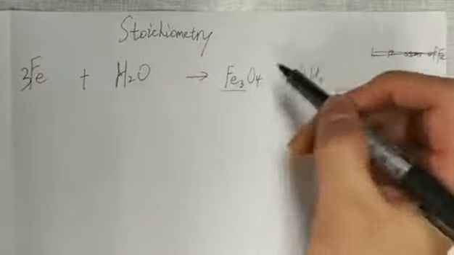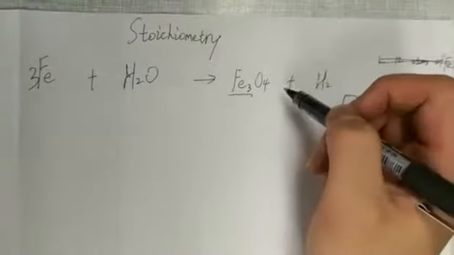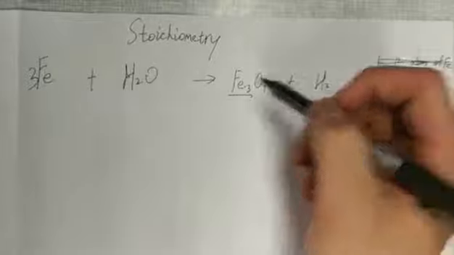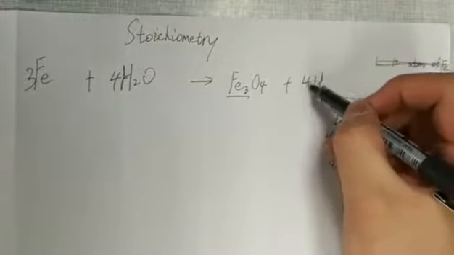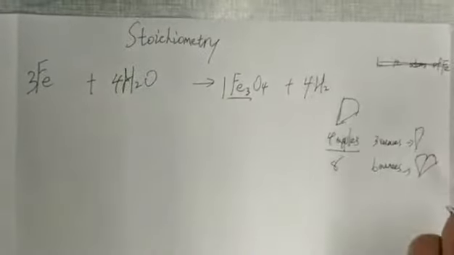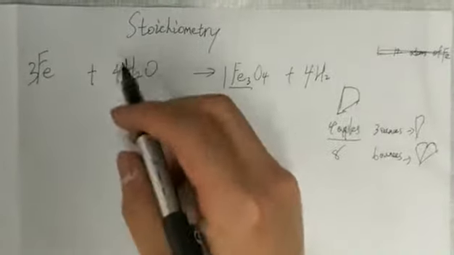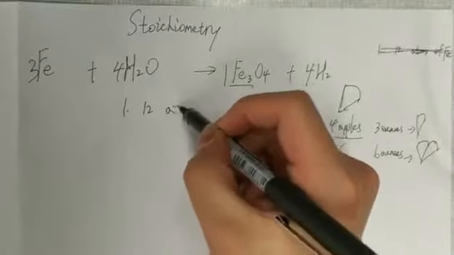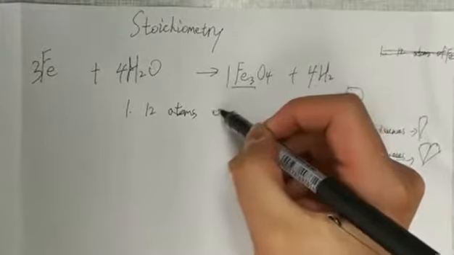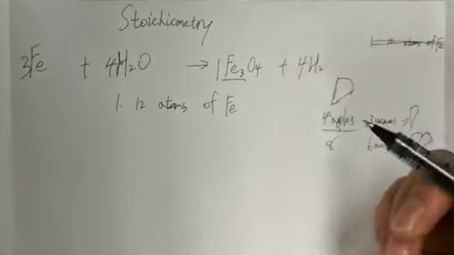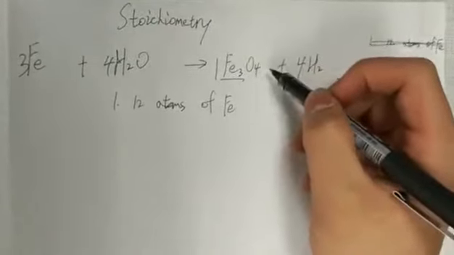So you get metal first, and then you get 4H2O. This is 4, this is 4, and it is balanced. Now let's look at the first question. What if you have 12 atoms of iron? How many iron oxide molecules do you expect to have?